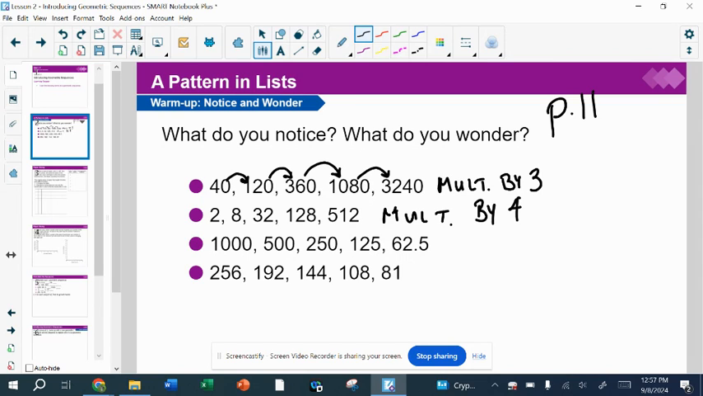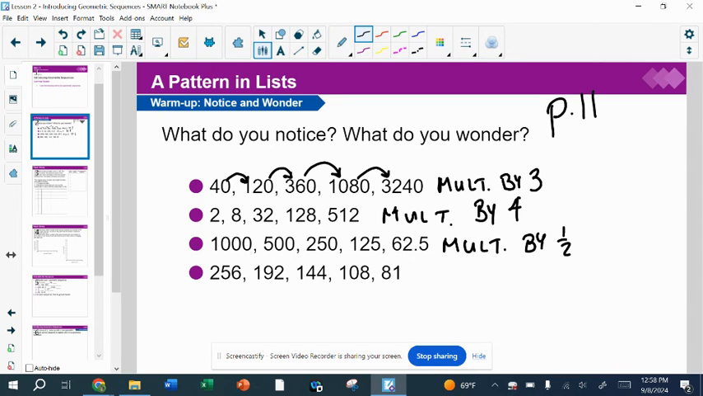So instead of dividing by 2, can you think of something I could multiply by that would get me the same effect? I could actually multiply these by a half, right? Okay, and the last one is probably the least obvious. It's not as easy to just look at that pattern and see what it is. It is decreasing, so I know that I'm multiplying by a fraction.